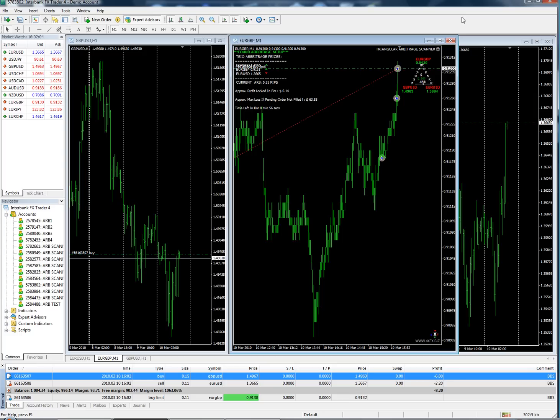And there's the next setup again for just a small quick profit of 14 cents. And we wait again.